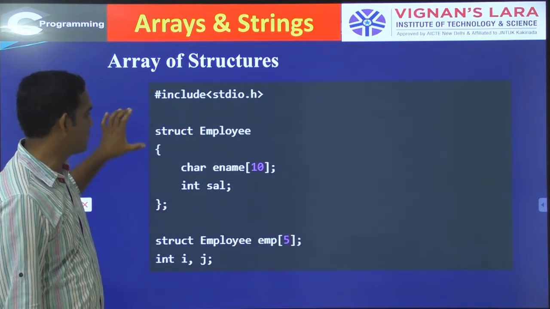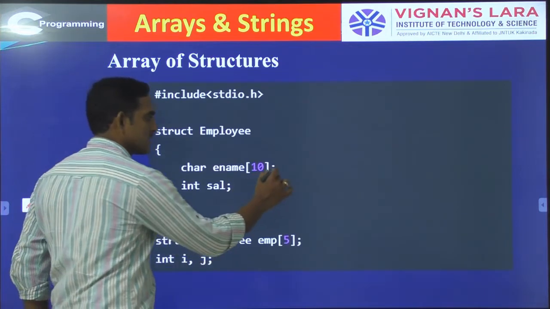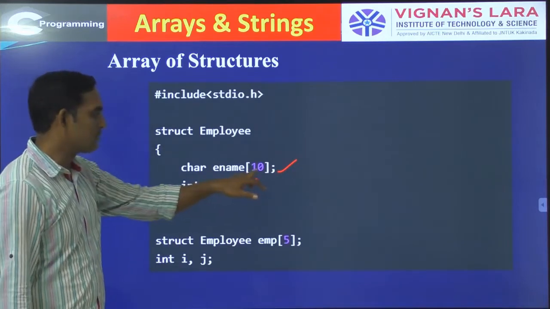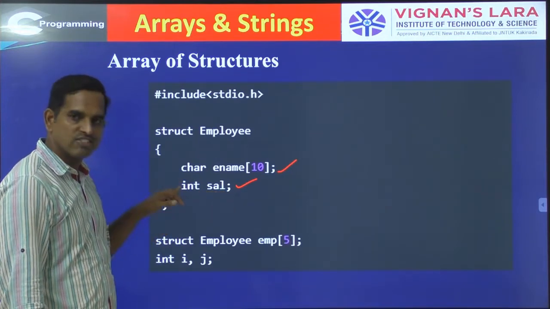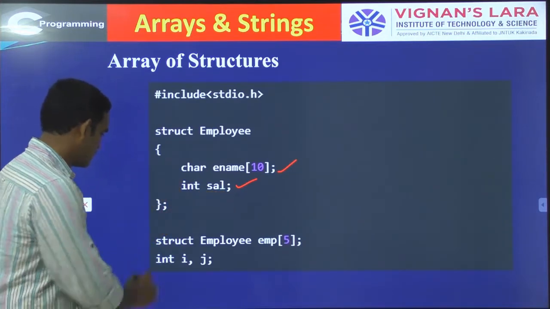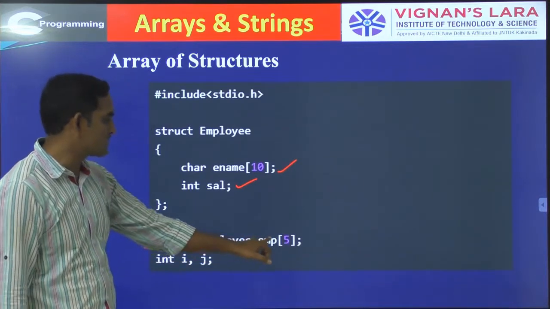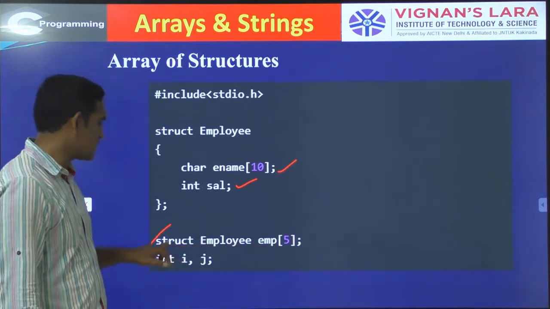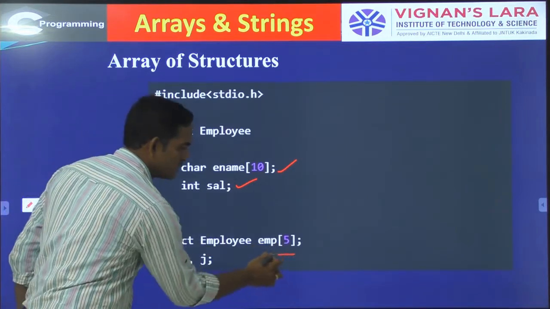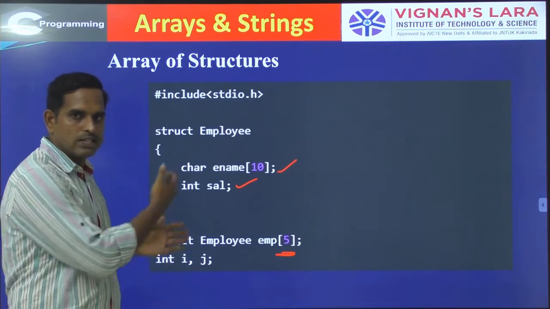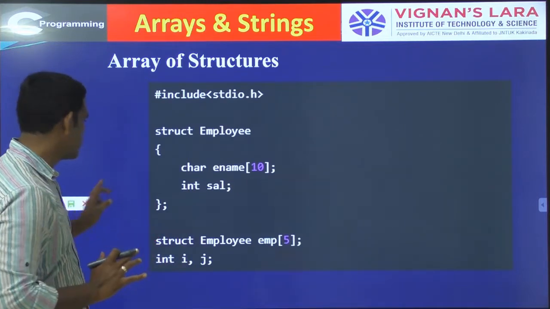Initially we have included stdio.h. After that I have created my employee structure. Inside the employee structure I am having only 2 things. One is the employee name, which is represented by a string. The other is salary, which will be represented by an integer. After that I have created 5 employees. That is, I have used the array of structures and created 5 employees: struct employee emp[5]. So you specify your array of structures here. So now, as I told you, emp[0] to emp[4] will be created. Then I have declared 2 variables i and j.